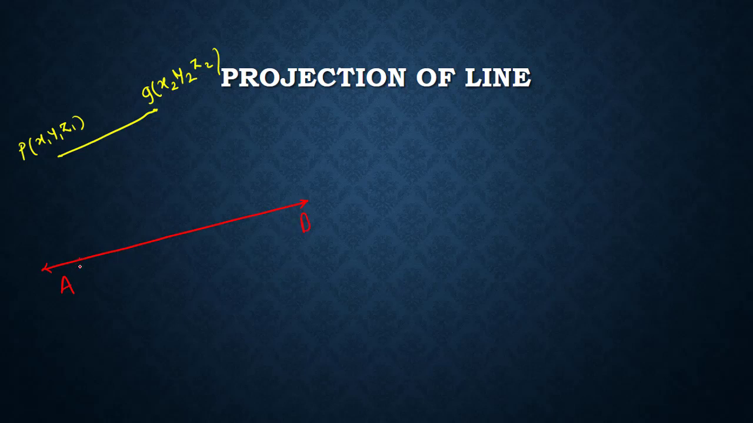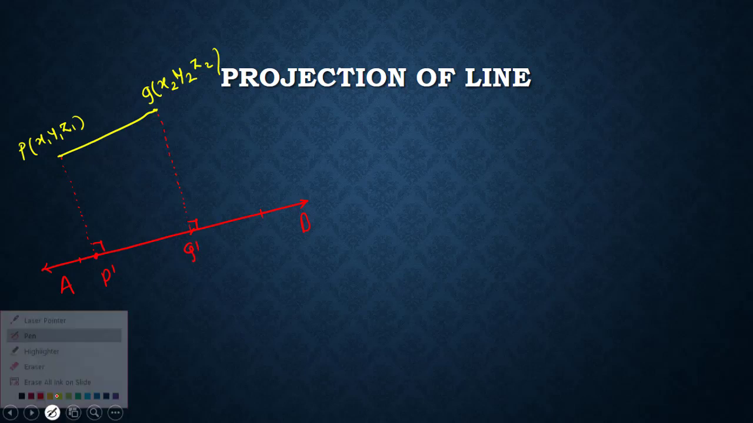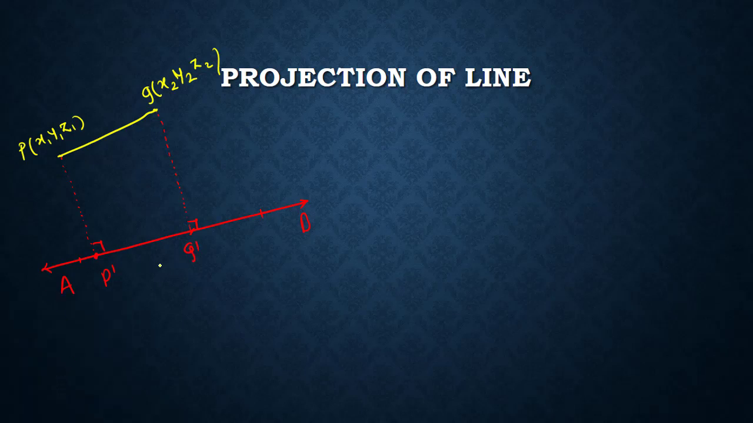and we have a line segment AB. Now the projection of this PQ on AB means what? It is the perpendicular image of PQ on AB. Yes, so this becomes the projection of PQ on AB. So it is P dash Q dash. P dash Q dash is nothing but the projection of PQ on AB.